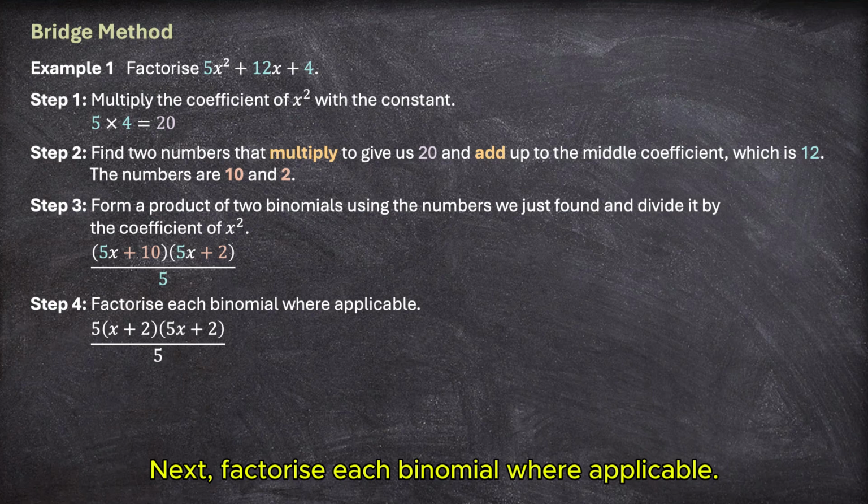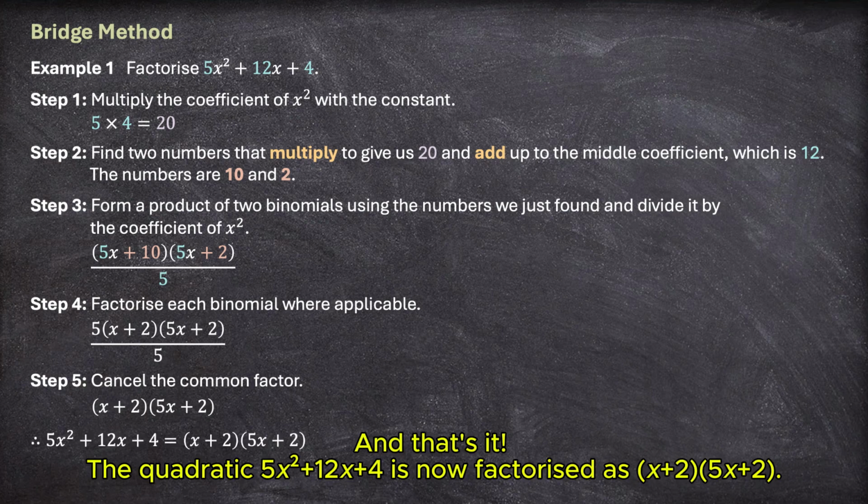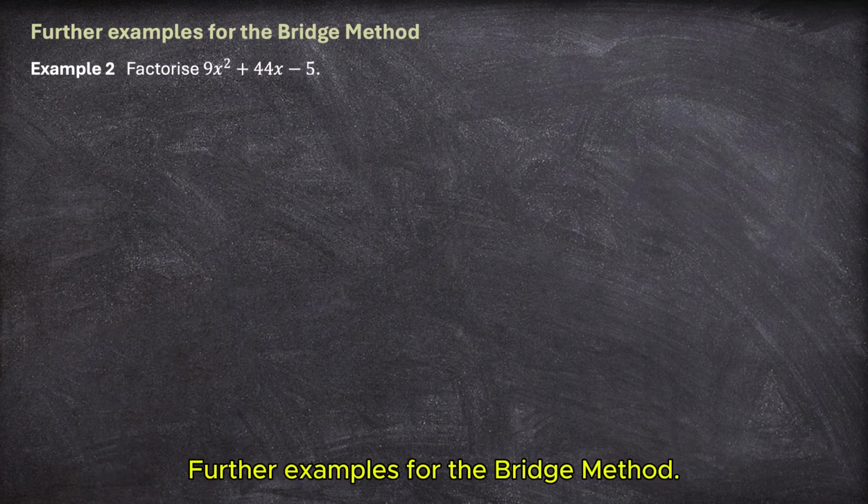Next, factorize each binomial where applicable. Finally, cancel the common factors. And that's it. The quadratic 5x squared plus 12x plus 4 is now factorized as (x + 2)(5x + 2). Further examples for the bridge method.